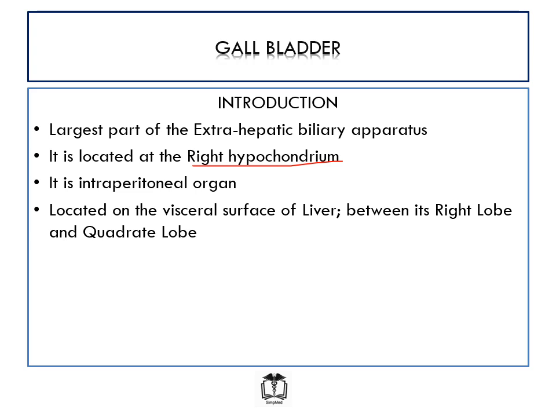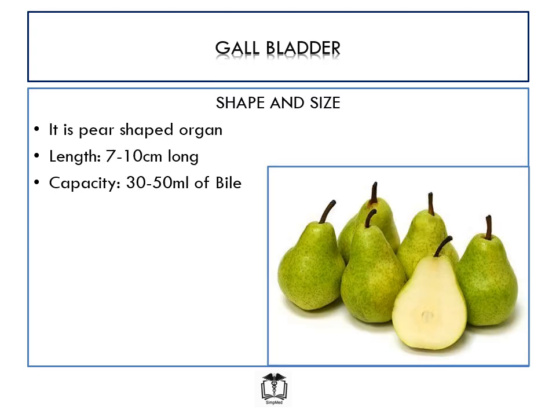We'll talk about the lobes of the liver when we get to the module on the liver. But in terms of its location, that area between the right lobe and the quadrate lobe of the liver is referred to as the cystic plate or the gallbladder bed.